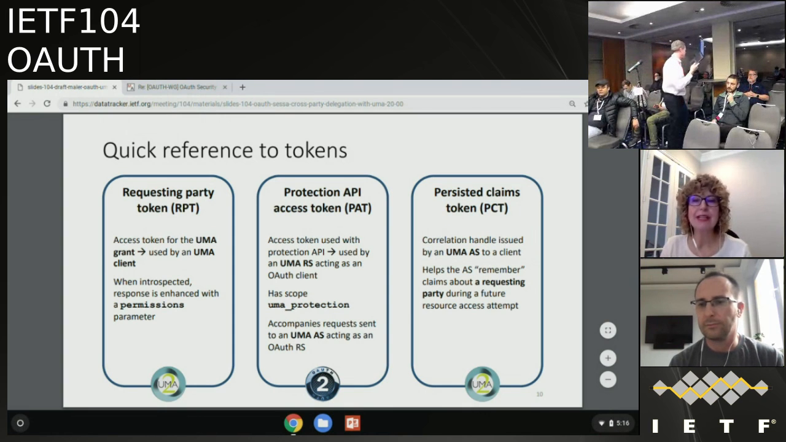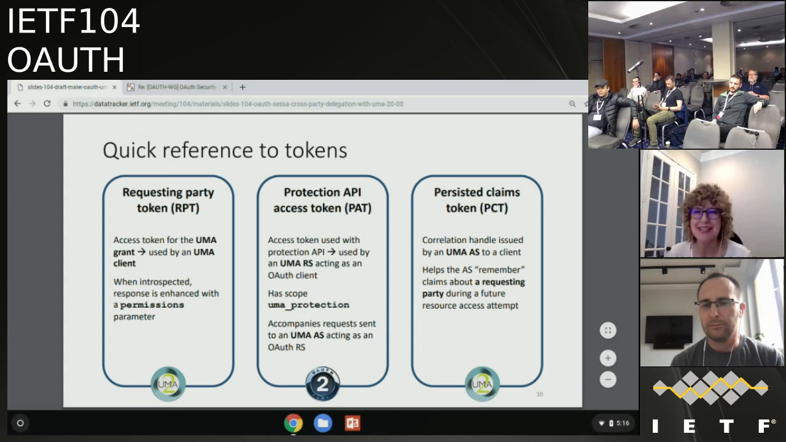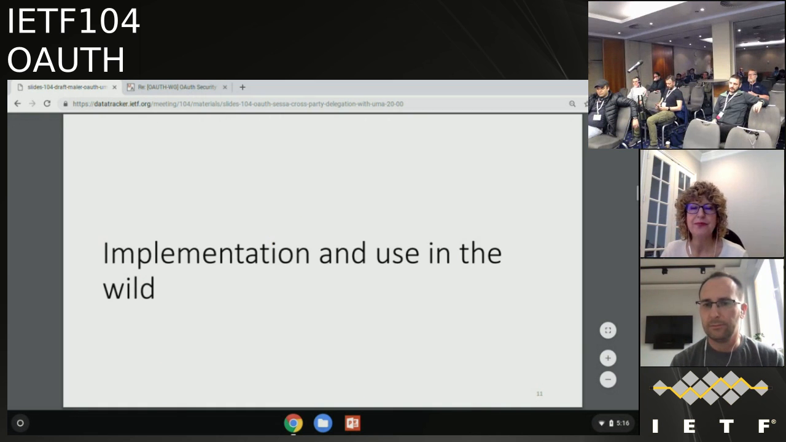Yeah, the RPT is literally just an access token, and we gave it a nickname because we had a couple of other things floating around in the environment. So it's literally an access token. It could be called the access token, except that the PAT is also an access token. So we gave them nicknames. That's all it is. Thanks. Thanks for the question.